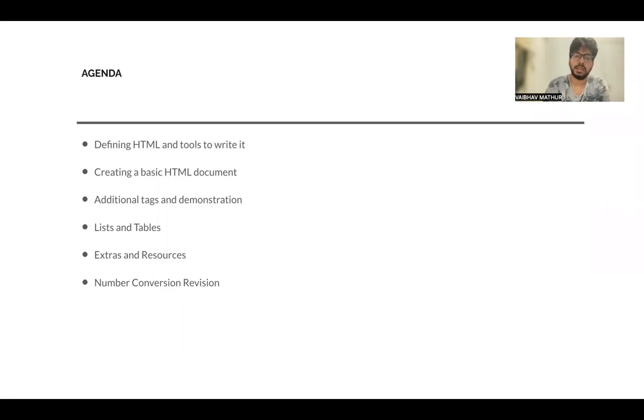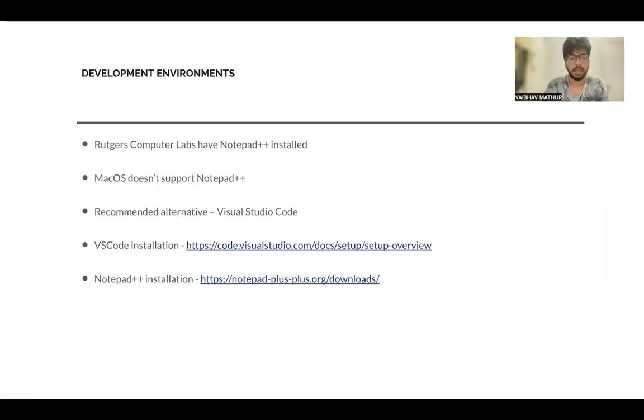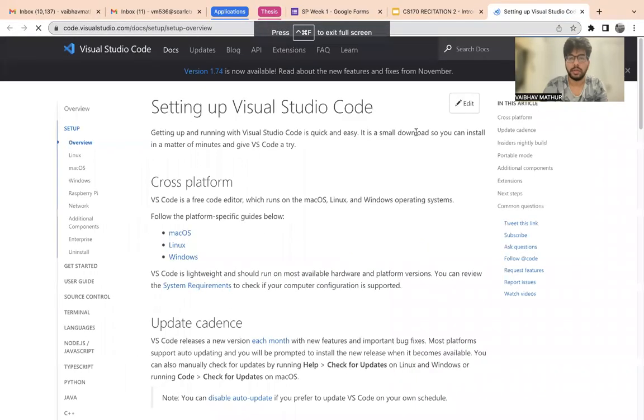So getting ahead and starting with it, you'll need a development environment. So here are a few things. As this is an asynchronous section, I don't think you'll need the Rutgers Computer Lab so much. Neither will I. There we use Notepad++, but it's not supported by Mac. So on Mac, I would recommend Visual Studio Code. If you don't already have it, you can use this link to go to the website, and then you can download it, as it is available across all platforms. You can download it from here and run it.